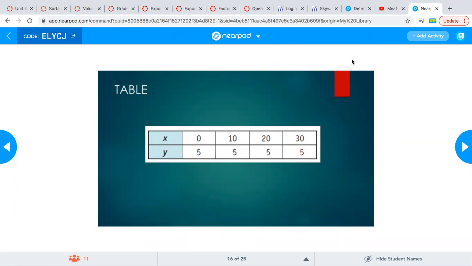If I was to make a mapping of this, 0, 10, 20, 30, and the only y value is 5, all of them are going to the same y, but every x has one arrow coming out of it. Every x has one y. All right, let's look at another one.